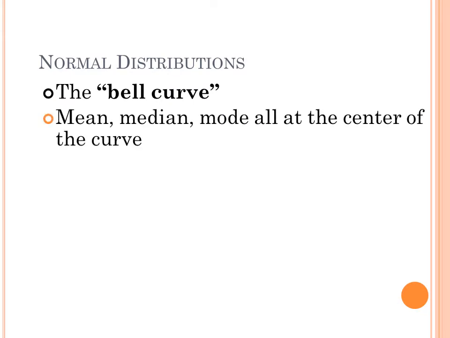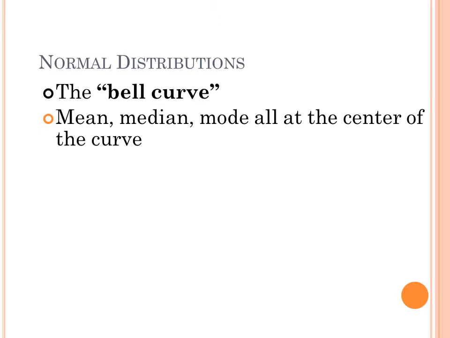Now let's talk about the normal distribution. In our previous presentation, I was able to discuss frequency distribution. Normal distribution is also known as the bell curve. It has the mean, median, and mode all at the center of the curve. So when you say normal distribution, it means it looks like a bell. Later I will show you an illustration of that.